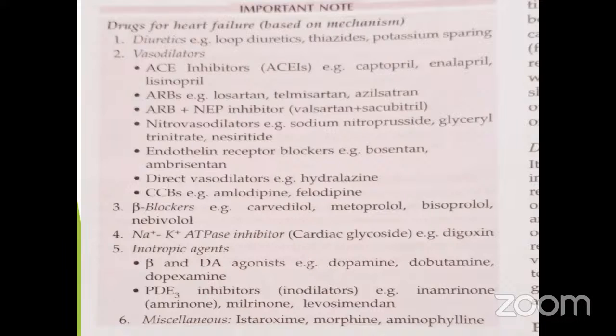Bisoprolol and nebivolol are beta 1 blockers with nitric oxide activity, which causes vasodilatation, and hence there is decreased blood pressure also, and together with that, decreased heart rate also. The sodium potassium ATPase inhibitor, the cardiac glycoside digoxin, is the last drug of choice, which does not affect mortality, but it will affect the morbidity. So we have put it in the last, and we have other features also why digoxin has come to the last place. Inotropic agents, again I repeat: dopamine, dobutamine and dopexamine, and PDE3 inhibitors: inamrinone, milrinone, and levosimendan. The other miscellaneous drugs are istaroxime, morphine, as well as aminophylline.